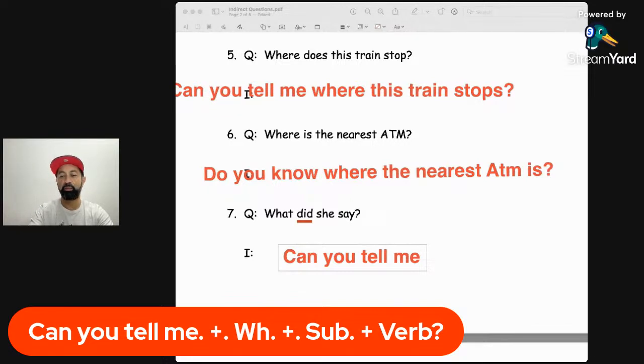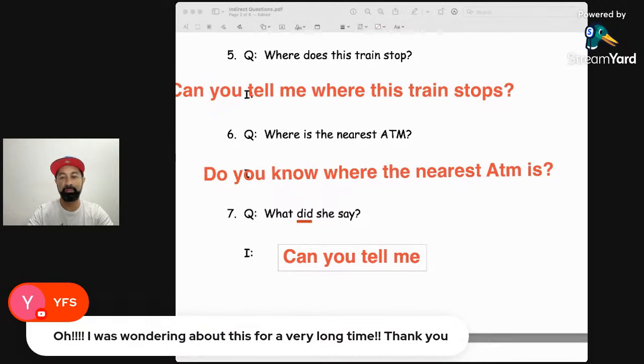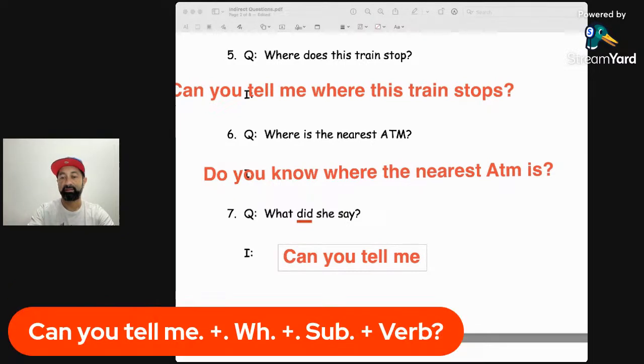You're very welcome, YFS. Yeah, ATM. We have a lot of acronyms in English, and a lot of them are confusing. ATM, automated teller machine.